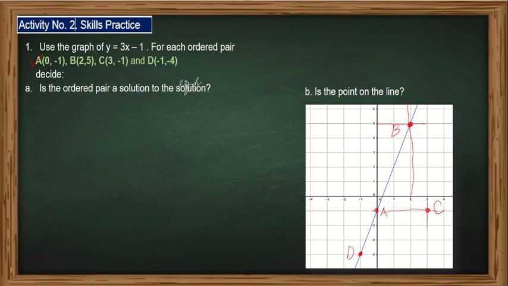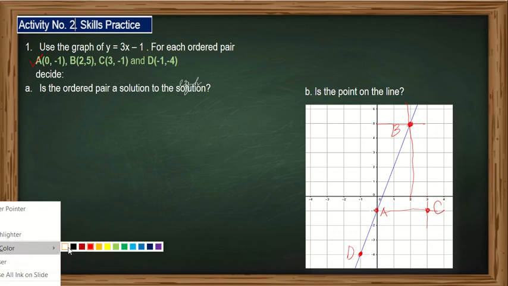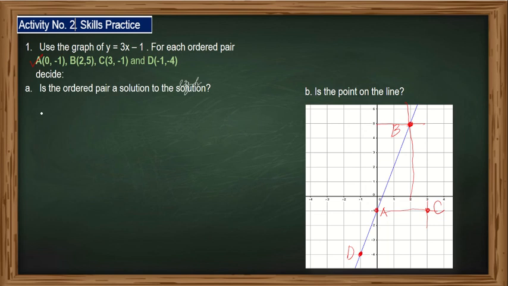And we can verify it using the algebraic method. We can do it mentally, students. If we have y is equal to negative 1, we have 3 times 0 minus 1. So, we have negative 1 equals negative 1. That is true. Then, for point B, we have y is 5 is equal to 3 times 2 minus 1. 3 times 2 is equal to 6, minus 1. So, you have 5 is equal to 5. That is still a true statement.